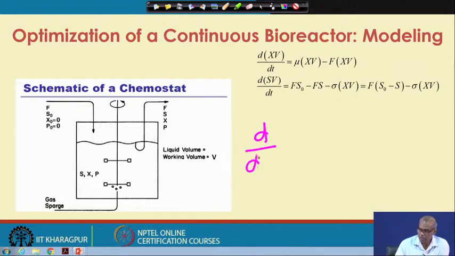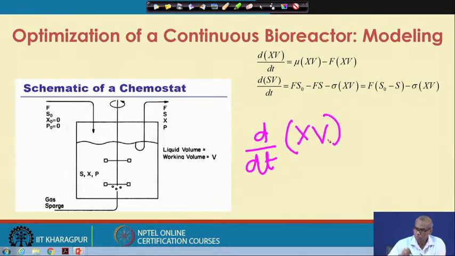That will be given as d/dt of amount of biomass, which is concentration of biomass multiplied by volume. So, this is concentration and this is volume. So, this gives me the amount of biomass. So, rate of change of biomass will be equal to input minus output. We are considering sterile feed. So, there is no input of biomass with the feed stream, but the biomass grows. So, you get more biomass when there is some biomass already present in the bioreactor.